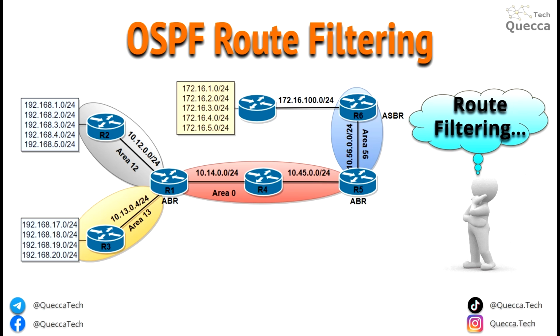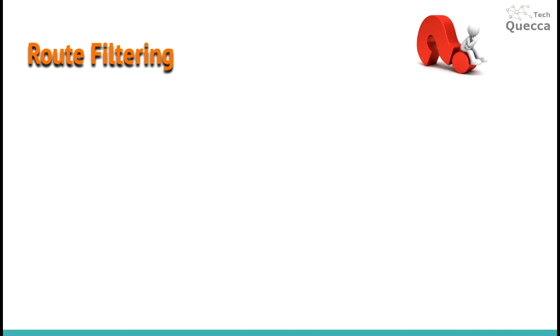So let's talk about it. Route filtering is the method which helps to selectively identify routes which are advertised to or received from neighbor routers. There are some advantages of using route filtering. First one is traffic flow manipulation. So if you remove some routes from some routers or from areas, it causes changes in traffic flow.